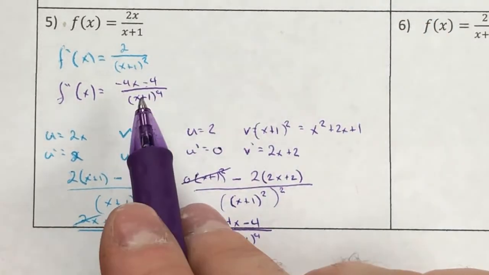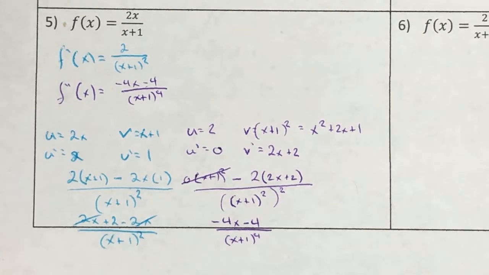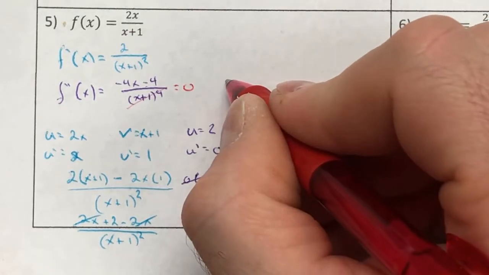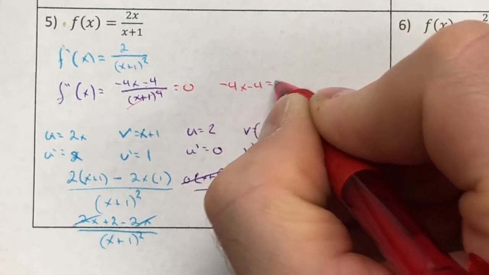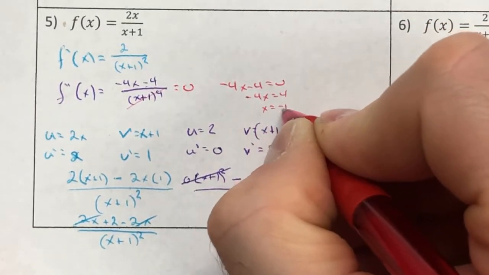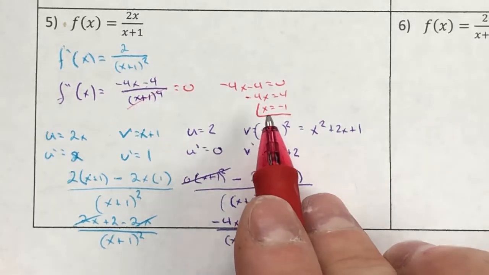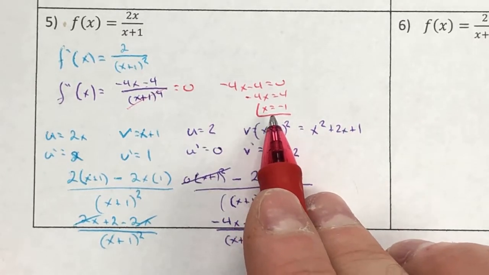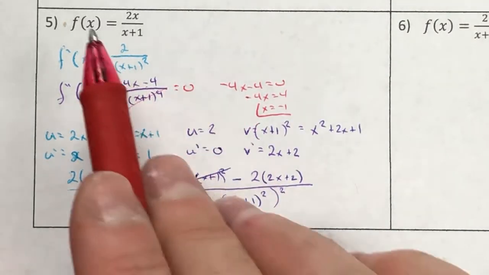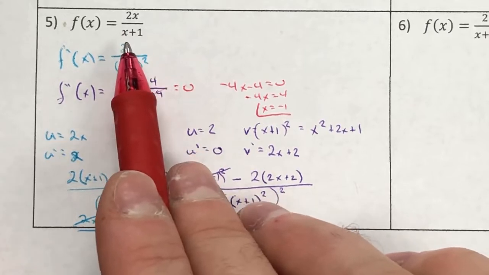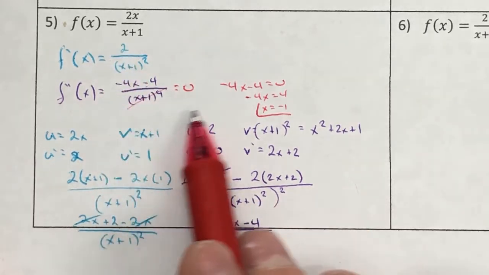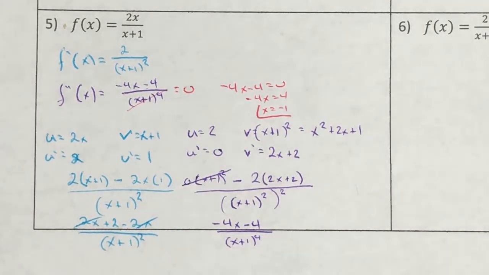Okay, and now the big thing is we're going to be setting this equal to 0. As I'm solving, I'm ending up with negative 4x minus 4 equals 0, which gives me negative 4x equals 4, x equals negative 1. Now, here's a special idea about this negative 1. If we look back at the original function, this is a rational function. I noticed that the original function cannot have x equals negative 1 in the denominator because I'd be dividing by 0. That won't work, which is where we see our point of inflection.